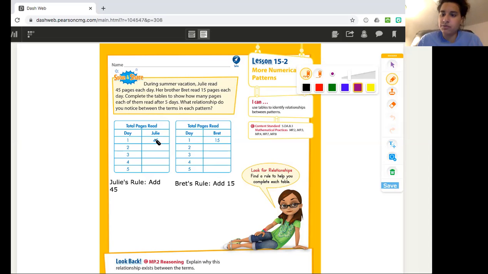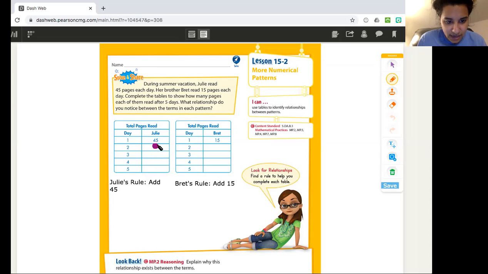So day 1, Julie reads 45 pages. Day 2, we need to add 45 because she reads another 45 pages. So 45 plus 45 is 90. Ooh, that's probably too thick. Okay, and then 90 plus 45 is 135. And then plus another 45 pages for day 4, which is 180, plus another 45 pages for day 5, which is 225.